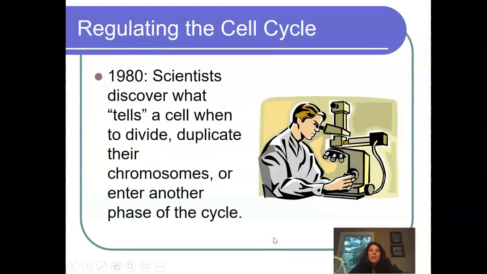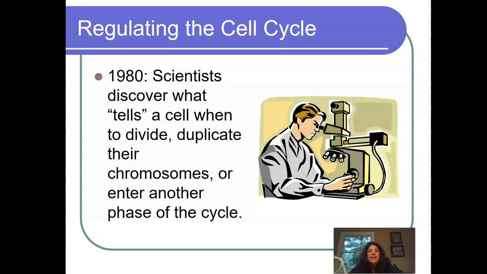How is this cycle regulated? This is really important because cancer is a disease of the cell cycle. Something goes very, very wrong with this process. And most of you know someone who has had cancer and can know how devastating it can be.